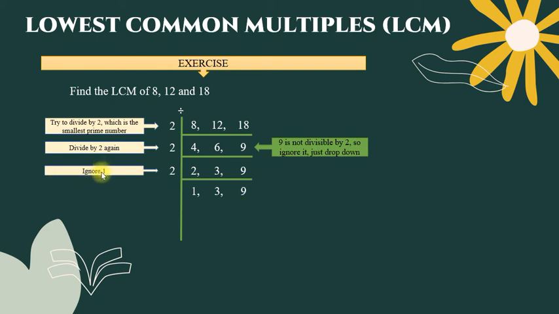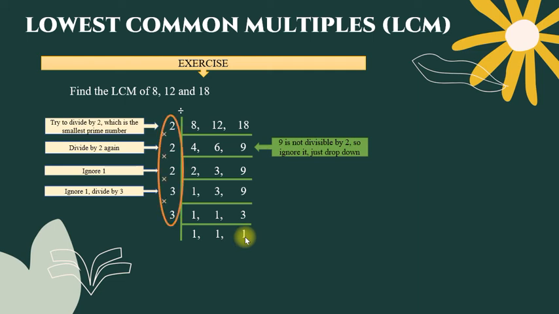This one actually ignore 3 and 9. Okay, so this one is already 1, so we ignore 1. So we divide by 3. 3 divided by 3 equal to 1. 9 divided by 3 equal to 3. Okay, so you divide again by 3 until you get the last one is 1, 1, 1. Then you stop here. So this is our LCM: 2 times 2 times 2 times 3 times 3, then equal to 72.